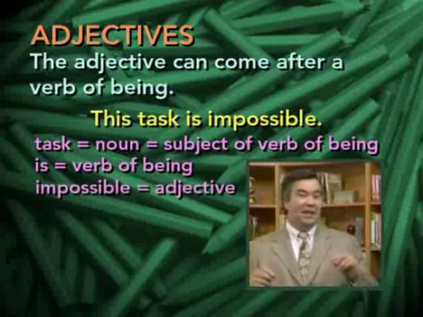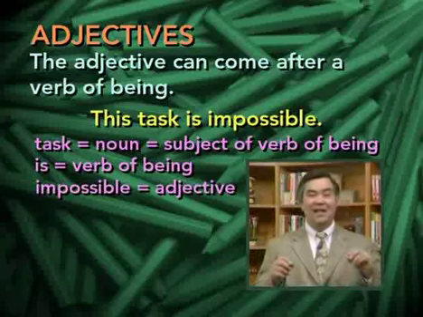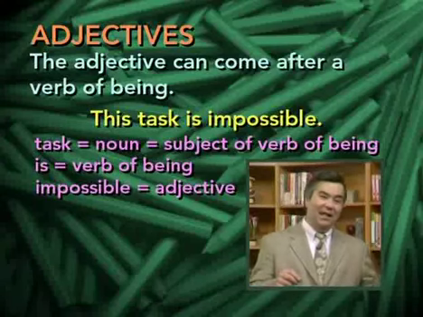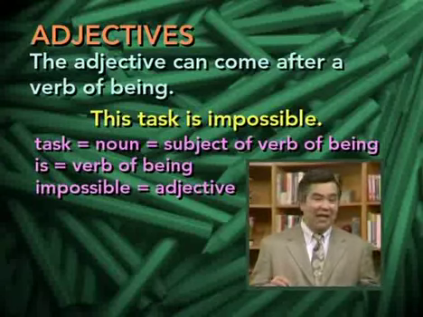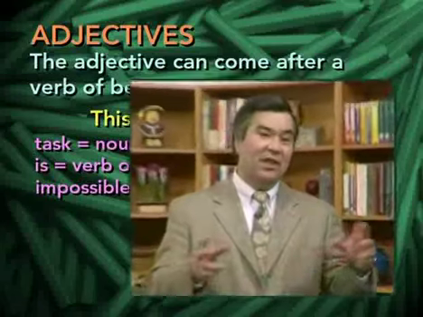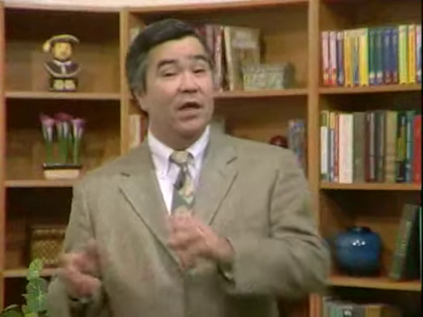So you can see that in that sentence, the verb of being is links the noun task and the adjective impossible, and shows that the two belong together. So an adjective most often comes before a noun in a sentence in English, but it can also come after a verb of being, which links the adjective to the noun or pronoun to which it refers. So look for adjectives in both of those places.